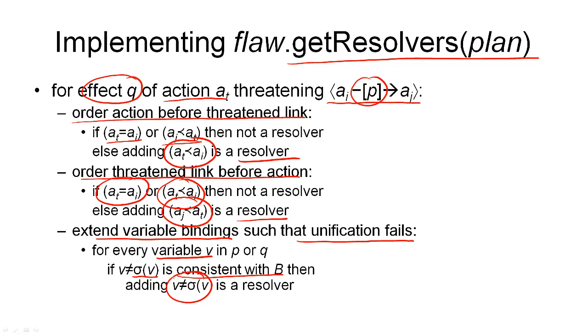In summary, threats can be removed from a plan by either ordering the threatening action before or after the causal link, or extending the variable bindings such that unifications of the offending effect and the protected proposition fail.